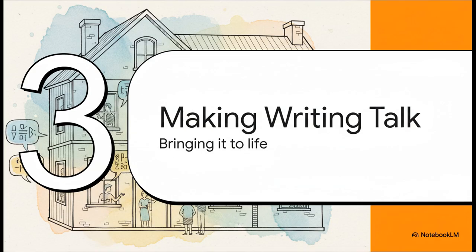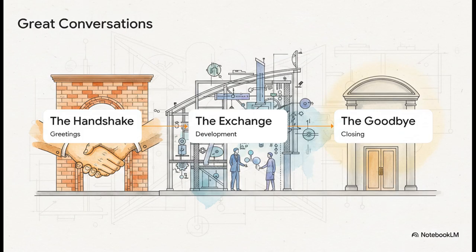Okay. So we've built our house, we've got all the rooms, but right now it's just an empty building. To really bring it to life, we need to put some people inside. We need dialogue. Let's see how conversations can fill our structure with energy. You know, every great conversation, whether it's written down or happening in real life, follows a really simple three-part pattern. First, you've got the handshake, the hello that sets the tone. Then, you have the conversation itself, the main part where the ideas get passed back and forth. And finally, you have the goodbye, a nice, clean ending.